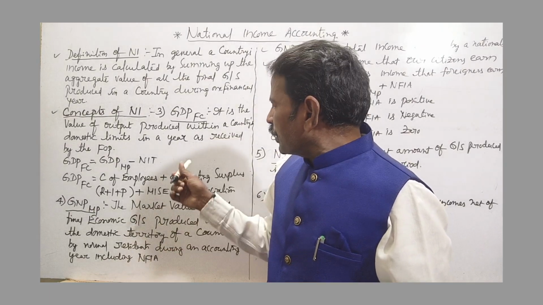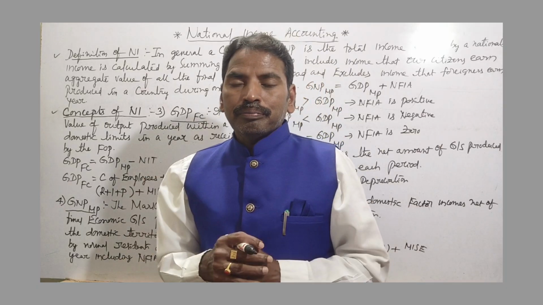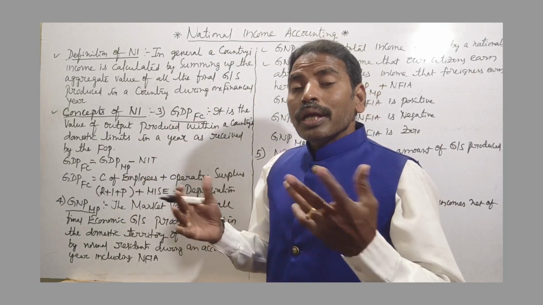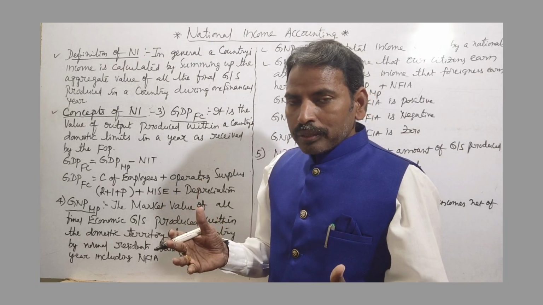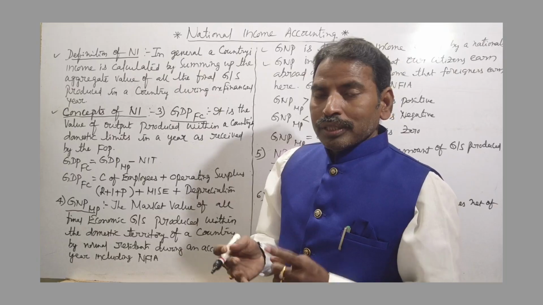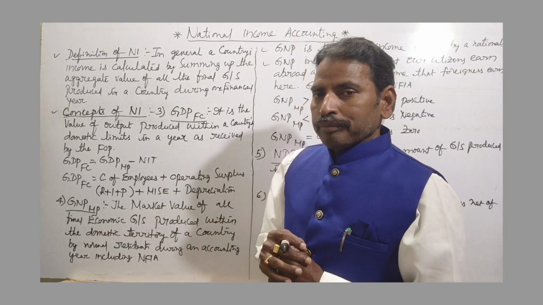The second one is operating surplus. It is also called capital income, that is, non-labor income. Non-labor income or capital income or operating surplus includes rent, interest, profits, etc.